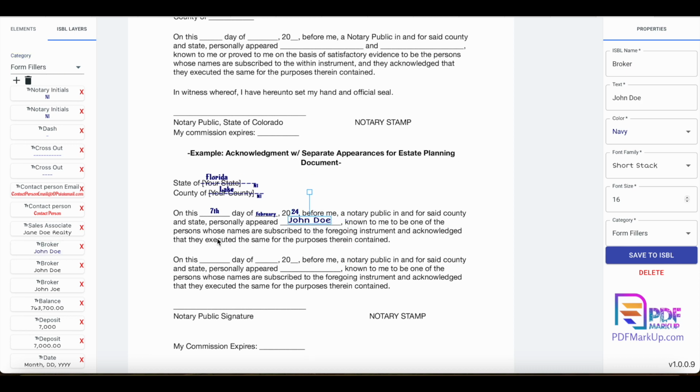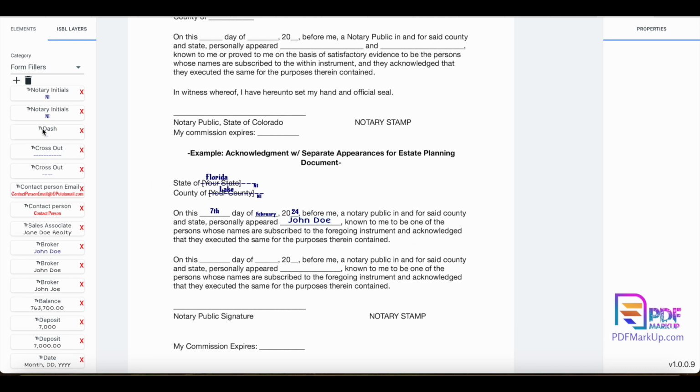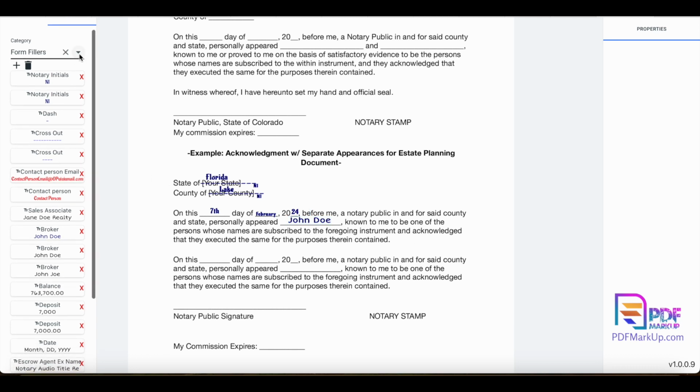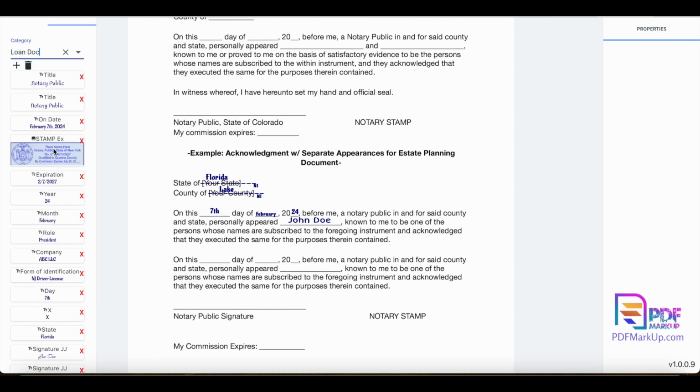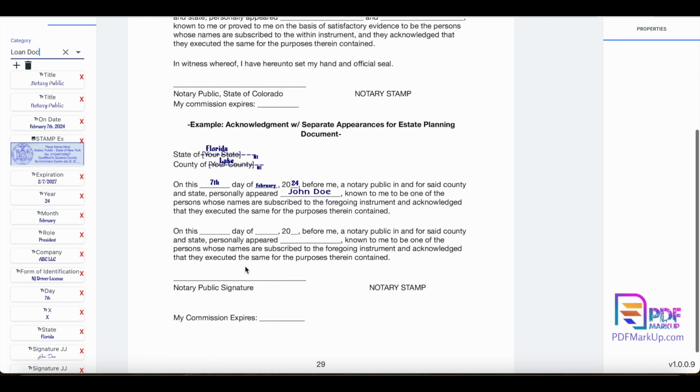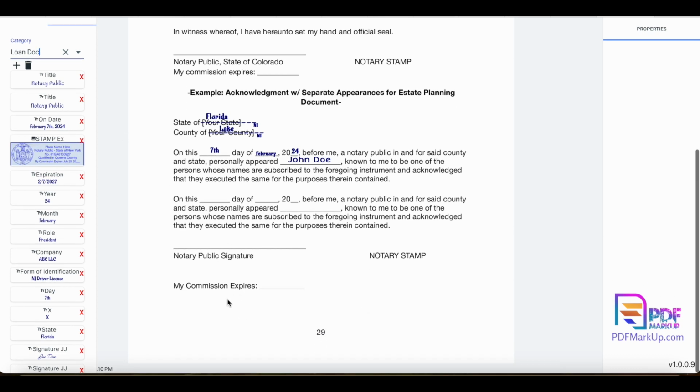Known to me to be one of the persons whose names are subscribed to the foregoing instrument, and acknowledged that they executed the same for the purpose therein contained. You're going to go ahead and use the rest of that document to notarize it. The other notary is going to notarize and stamp below, or they're going to attach their own acknowledgement, which you really don't have to because that's there, but they're going to have to sign here and stamp. So then you're going to go ahead and notarize this.